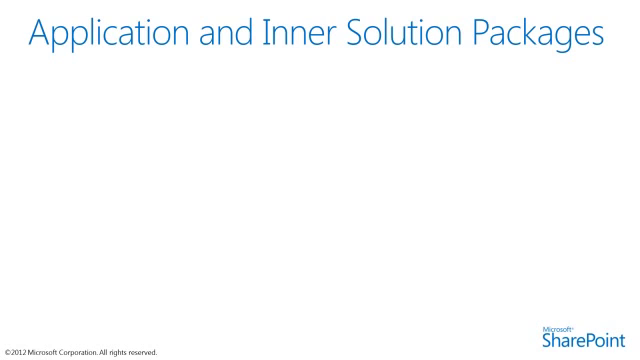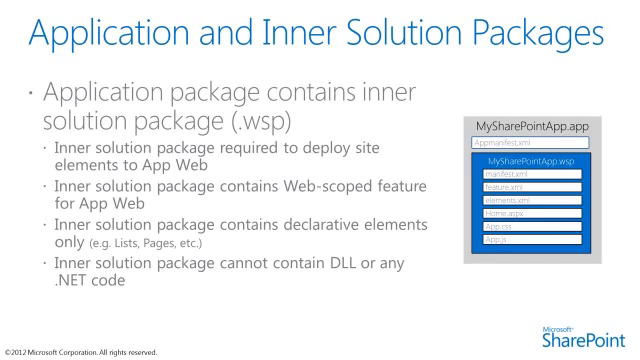The application package in most cases will also contain an inner solution package. The inner solution package is a cab file with a .wsp file extension, which is the same exact file format as the solution packages you distribute for farm solutions and SharePoint sandbox solutions. The inner solution package is required to deploy site elements to the app web. It contains exactly one web scope feature, which is what adds declarative elements to the app web when an app is installed.